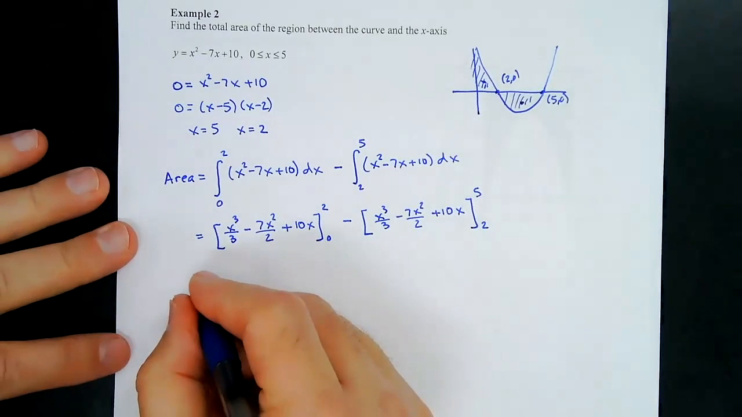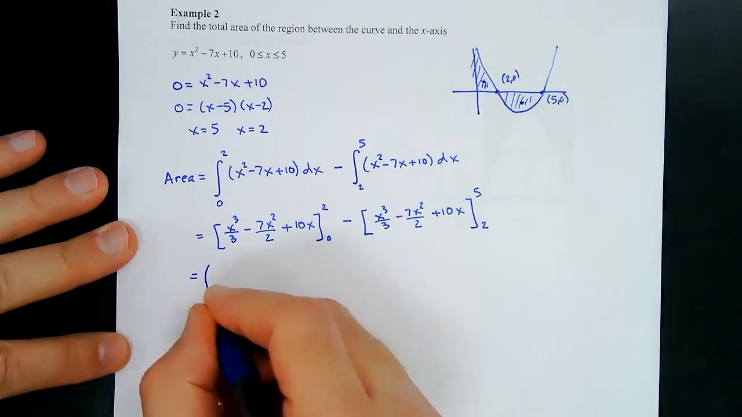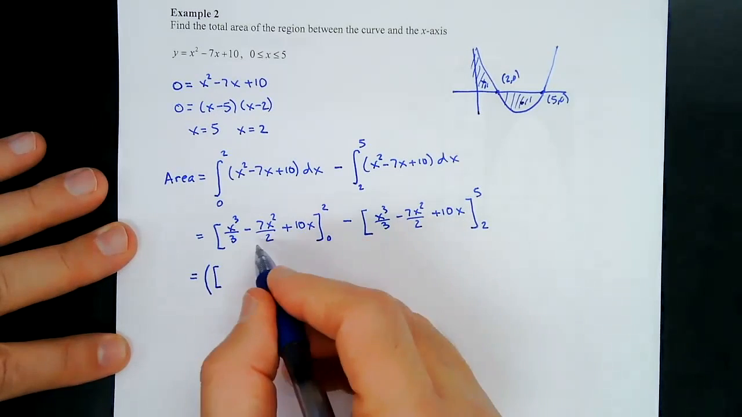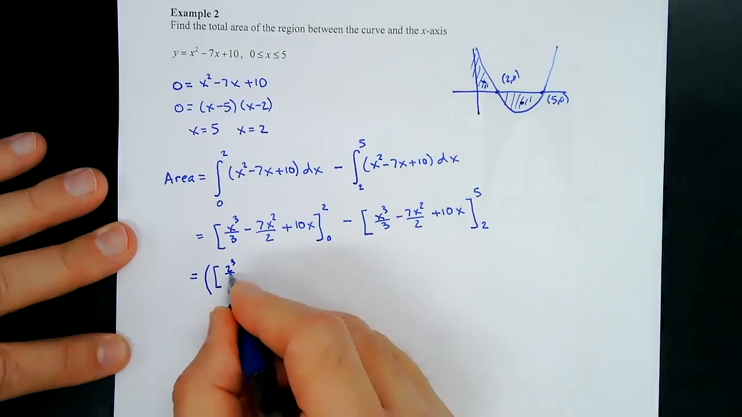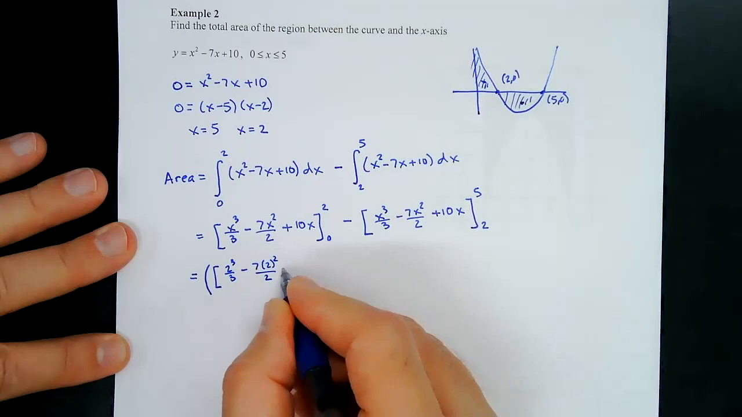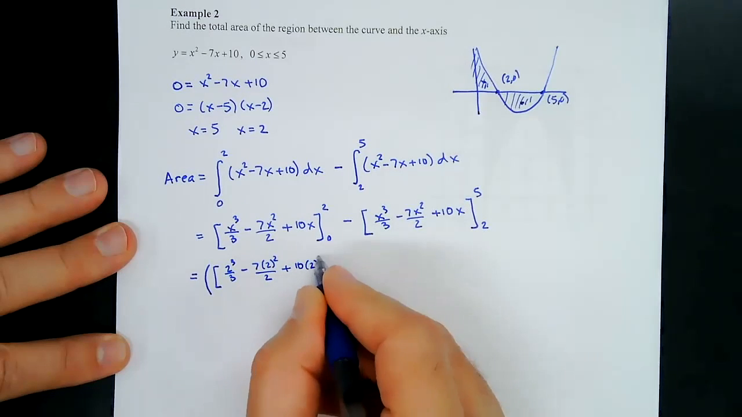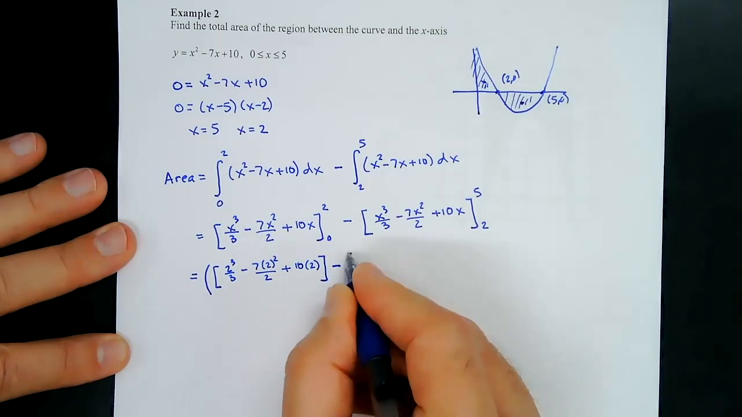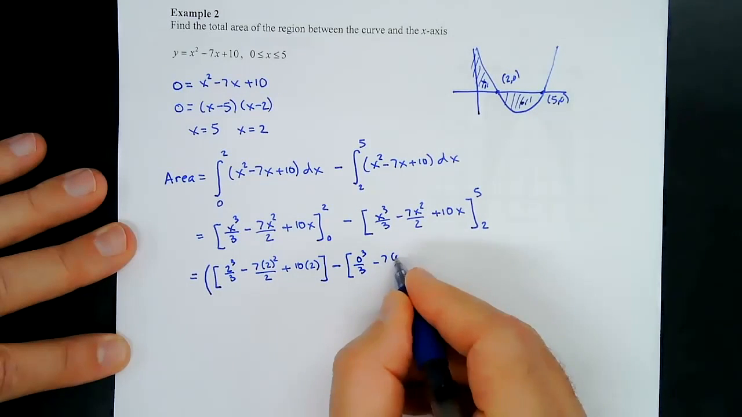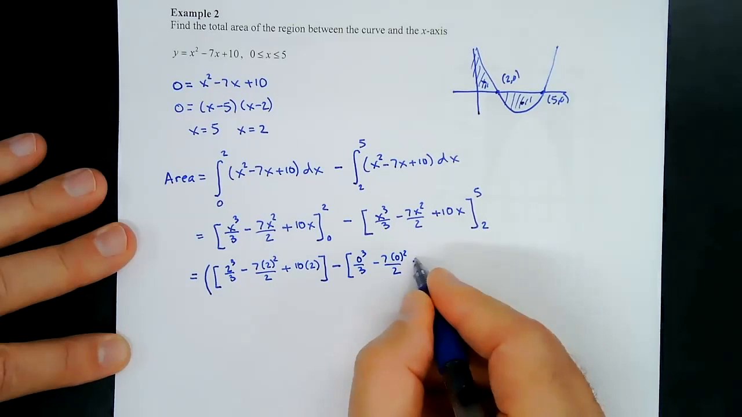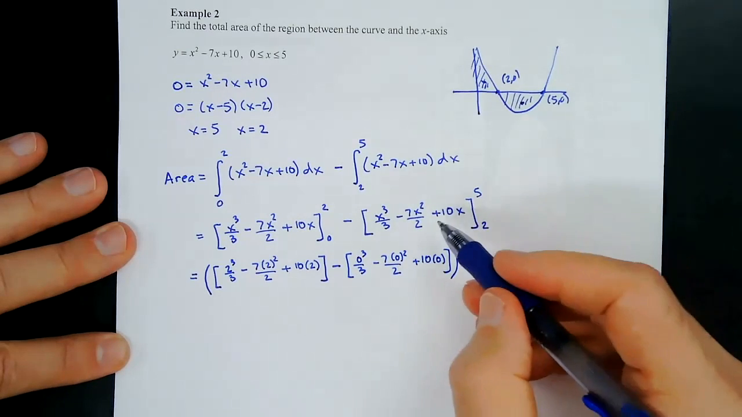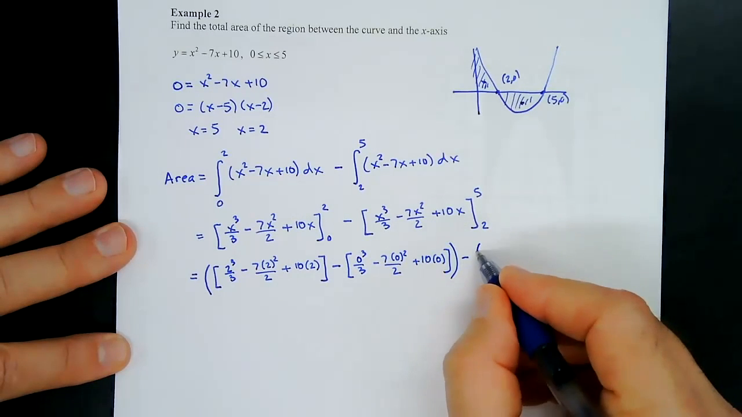So when I evaluate this between 2 and 5, I'm going to use parentheses and brackets. So this one's equal to, and then parentheses, and 2 cubed over 3, I'm going to use a bracket. The bracket is me putting the 2 in, okay? So 2 cubed over 3 minus 7 times 2 squared over 2 plus 10 times 2, close the bracket, and then minus, and then putting 0 in here. So 0 cubed over 3 minus 7 times 0 squared over 2 plus 10 times 0. Close the bracket, close the parenthesis. Same thing with this one. Okay, so minus and then parenthesis.